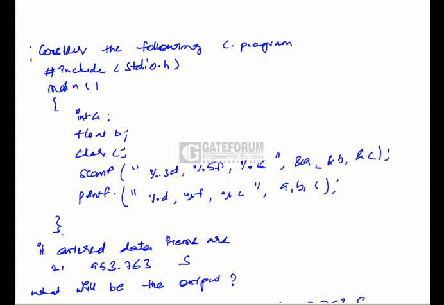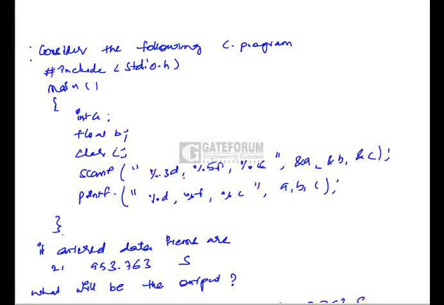In this question, a program is given. In this program, A is declared as an integer variable, B is declared as a float variable, and C is declared as a character variable. And we have to find the output of this program, if we enter the data item 21 953.763 and S.